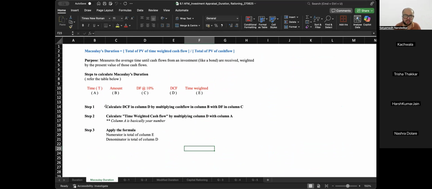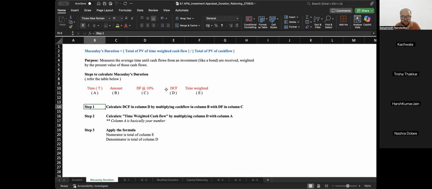ठीक है. You have A, B, C, D, E. These are the 5 columns that you should make. You should write the time in column A. Time means year 1, 2, 3, 4, and 5. Amount is the amount of cash flow. Discounting factor at the rate of 10%. Then DCF and time weighted cash flows.